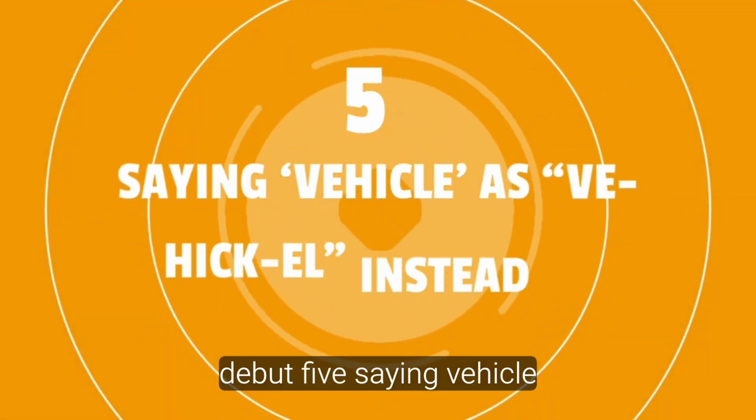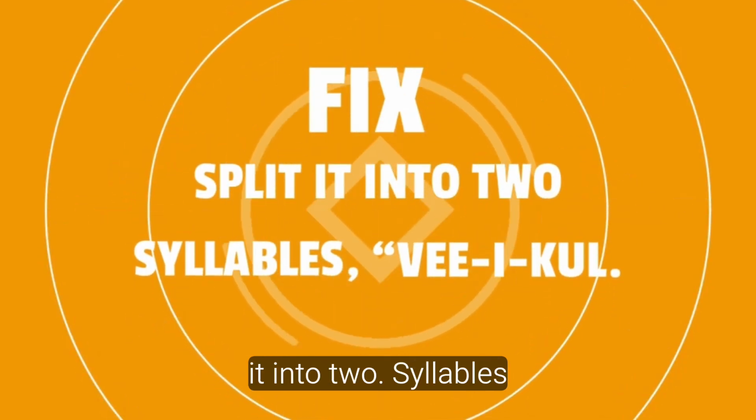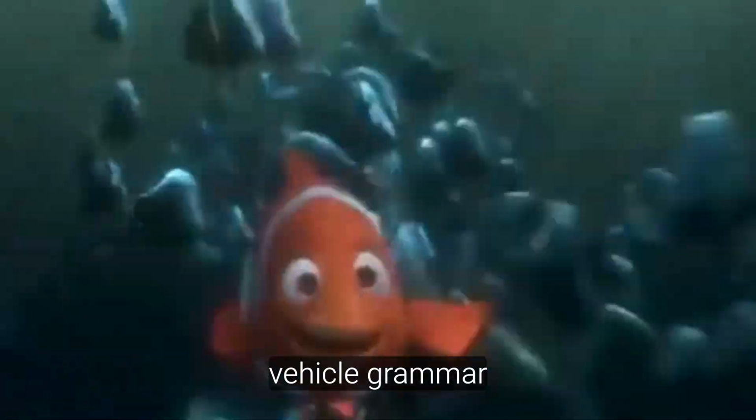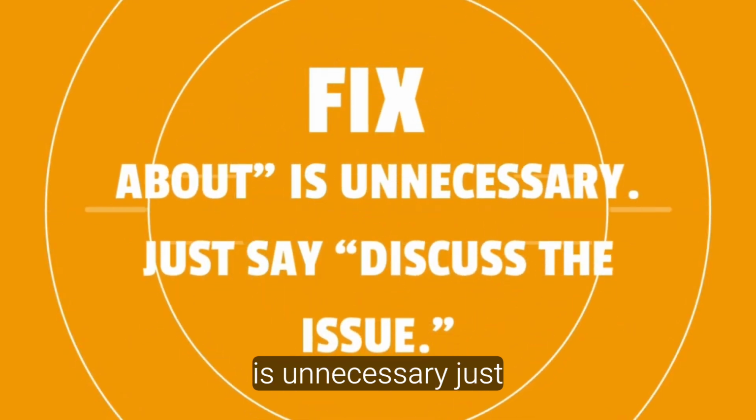5. Saying Ve-hick-el as Ve-hick-el instead of Vee-i-kul. Fix, split it into 2 syllables, Vee-i-kul. Ve-hick-el. Grammar mistakes. 6. Using discuss about instead of just discuss. Fix, about is unnecessary. Just say, discuss the issue.